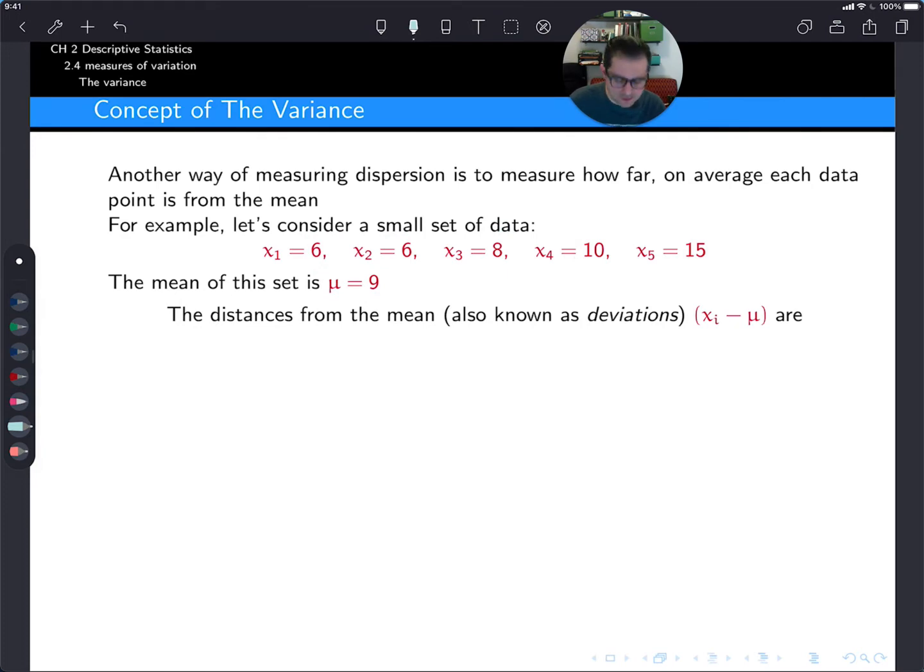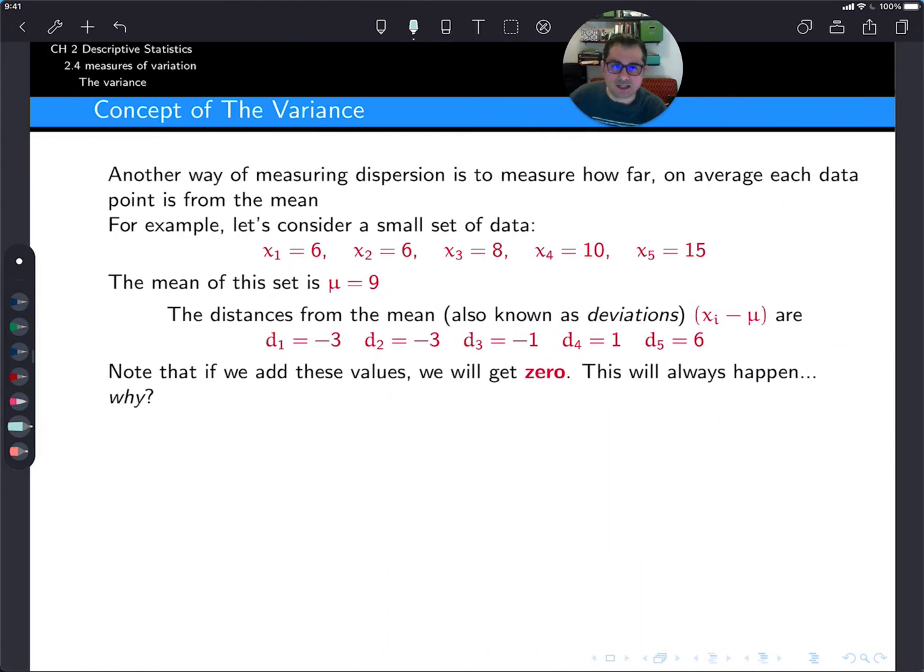So I want to find how far each data point is from the mean. I would do x_i minus the mean. So I would do 6 minus 9. That will give me a negative 3, right? Another 6 minus 9 gives me another negative 3. But 10 minus 9, for example, would give me a positive 1. And 15 minus 9 would give you a positive 6. So these are called the deviations.